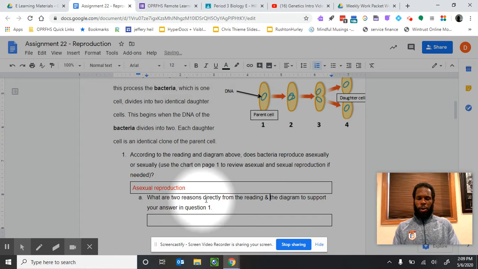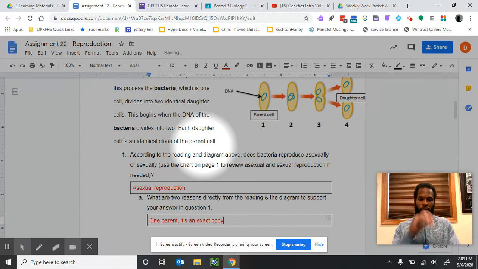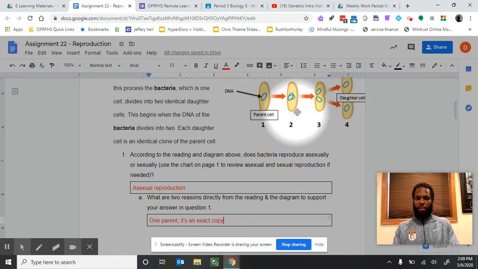Part A, what are two reasons directly from the reading and the diagram to support your answer to question 1? So how do we know that bacteria does asexual reproduction? Well, for example, number one, we know that there's one parent, and we know it's an exact copy. So that's how we know that this reproduces asexually. It's one parent, and it's the exact copy. We see it in the reading and the pictures above.